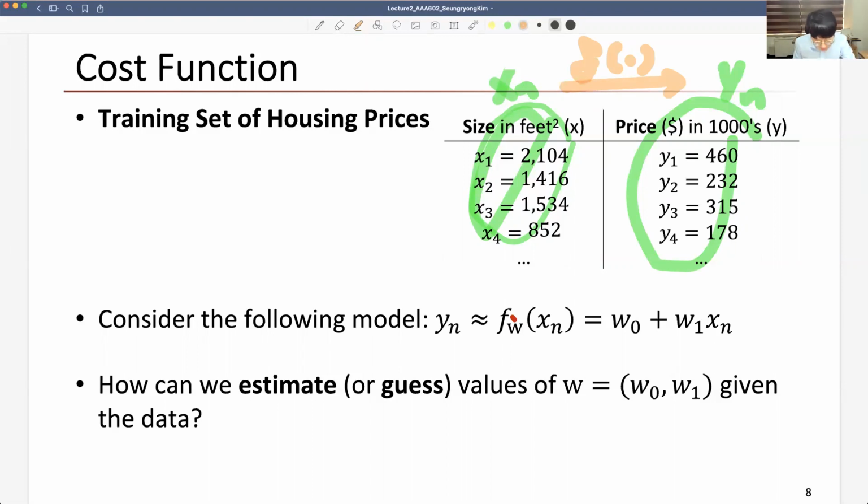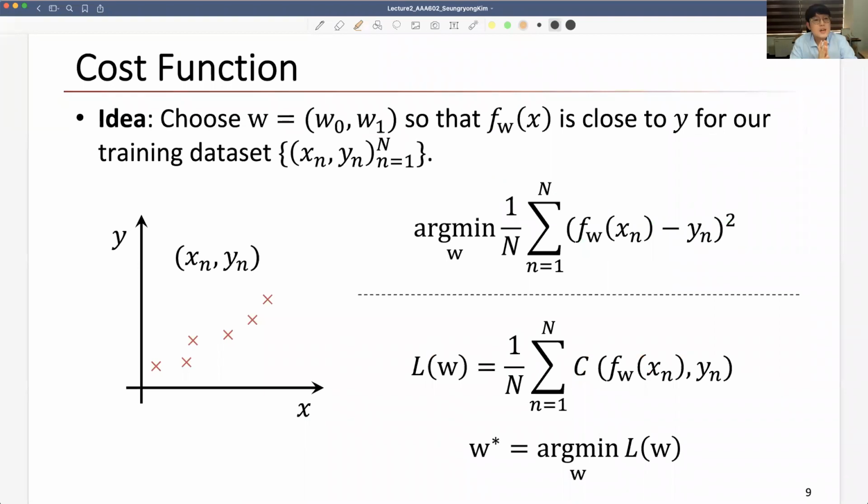Let's consider the simple linear regression mapping function defined as w0 plus w1 times xn, right? In this case, how can I estimate or guess the value of these parameters? This is our goal, the goal of the regression problem. So to answer this question, first of all, we have to define the cost function. Then what is the cost function?